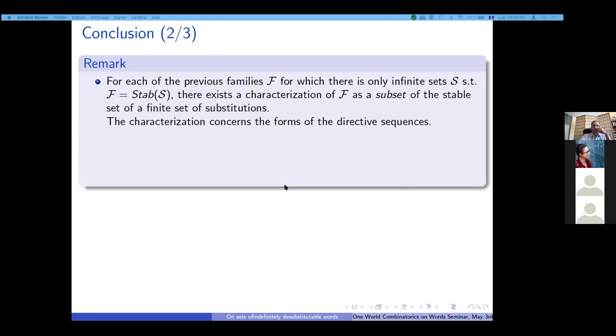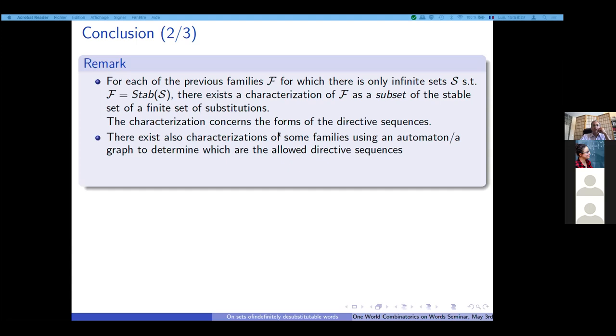Another remark to conclude is that for each of the previous families that I considered, there exists a characterization when I consider only infinite sets. The characterization obtained using this infinite set is quite artificial, since we have maybe a more natural way to obtain the characterization, concerning the form of the directive sequences, which brings some more information. So maybe we could prefer a characterization of these sequences with words which happen in many ways in some S-adic context, using the characterization of the sequences with a graph and allowing the infinite paths in the graph, you see, okay.